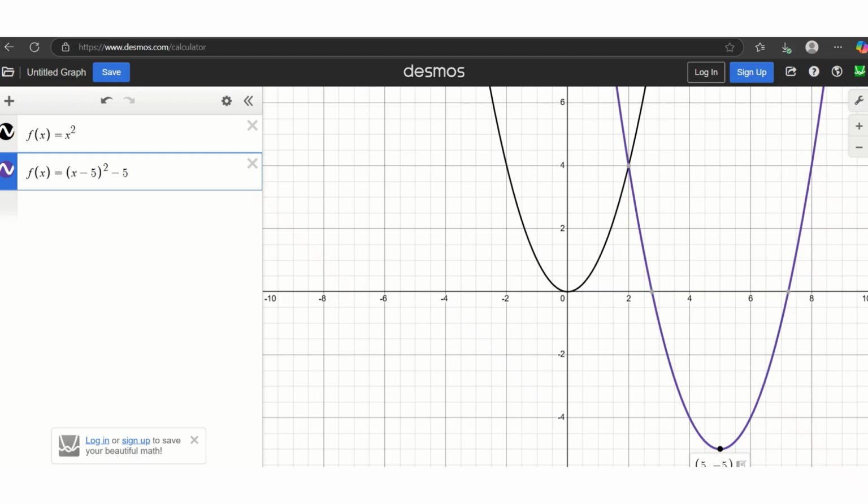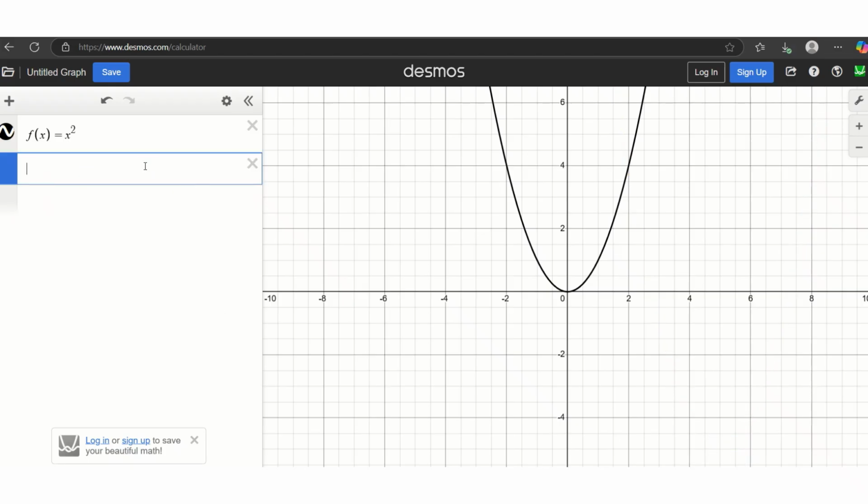So it went right 5 and down 5. Okay, and so you can slide the parent function up and down and left and right. Next thing we're going to look at is what happens if I put a negative in front of it. So we'll have y equals f of x, and now we will have negative x squared.